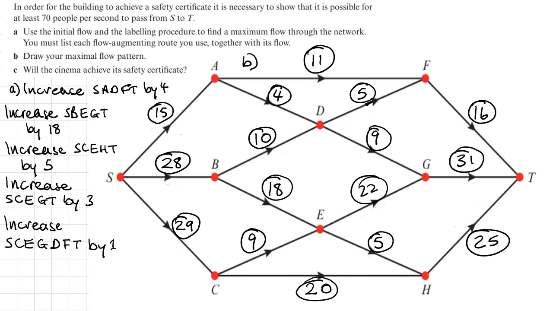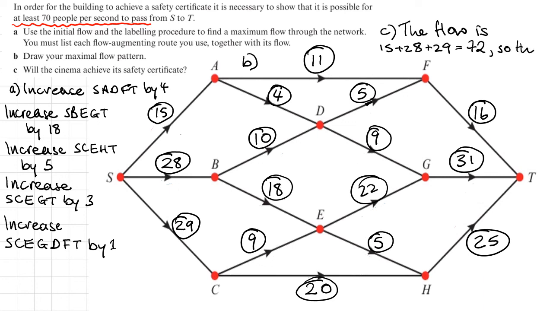And then part C. Will the cinema achieve its safety certificate? Now it says that at least 70 people per second need to pass from S to T. Now the flow is, if we use the source, 15 plus 28 plus 29, which is 72. They need to get 70, so the cinema will achieve its safety certificate. So well done, cinema. They will get their certificate.